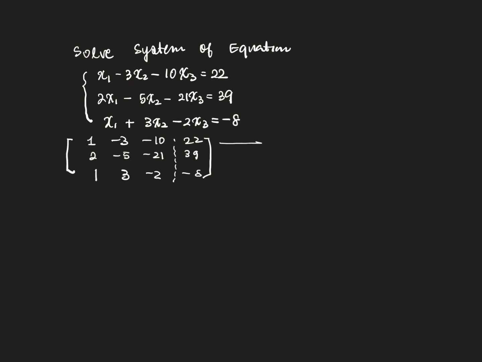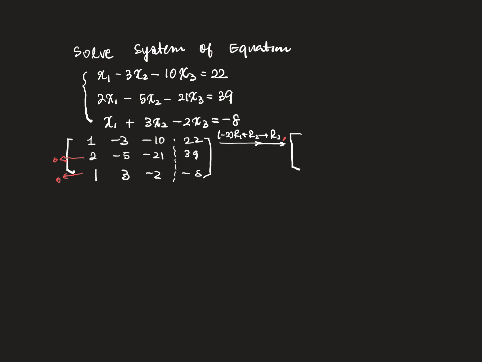First, look at this one. This entry should be 0, and we have to do that first. What kind of operation do we need here? -2 R1 plus R2 goes to R2. In row operations, nothing else changes, only R2 is changed.